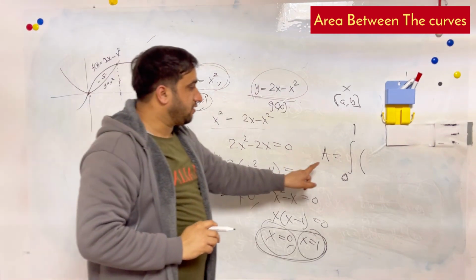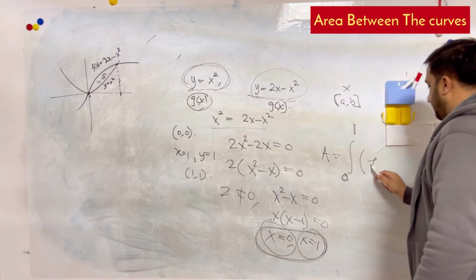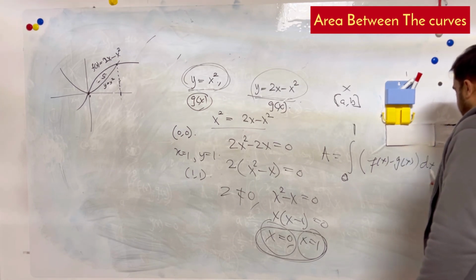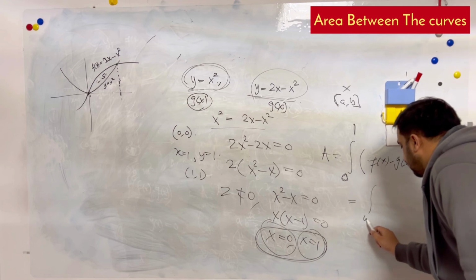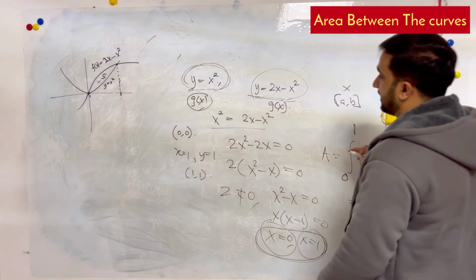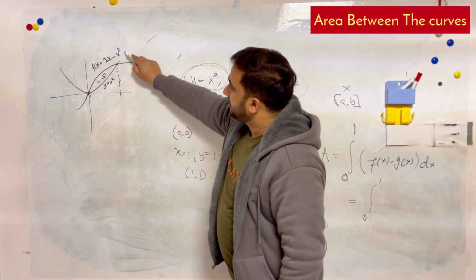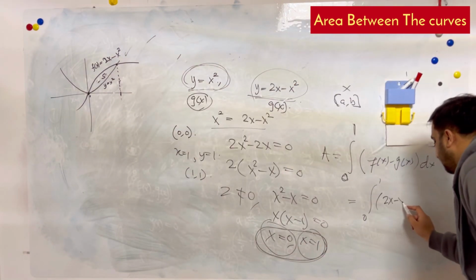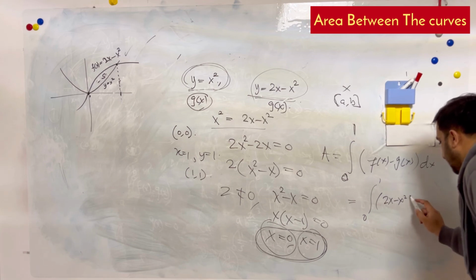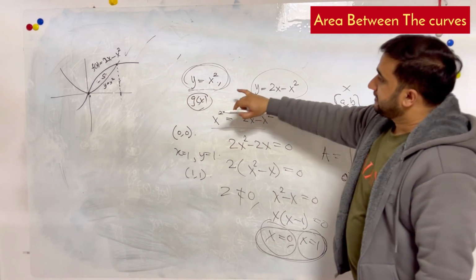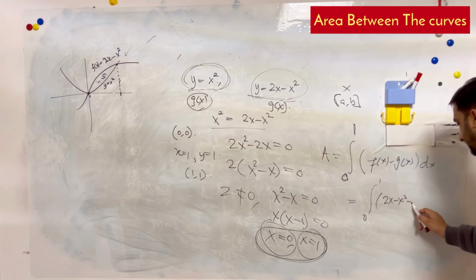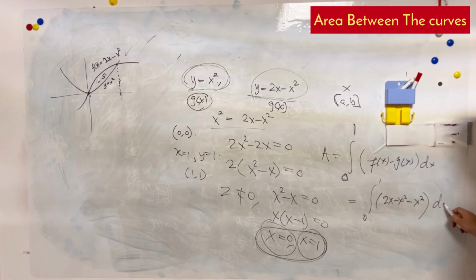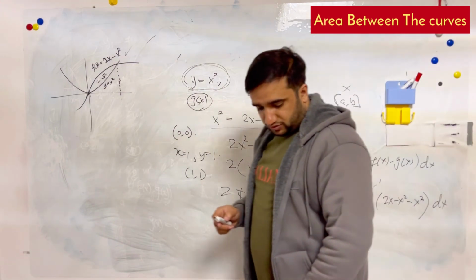So when you are now going to apply the formula, and the formula is f of x minus g of x into dx, you are going to put 0 to 1. You have already decided now which one is f of x. F of x is this guy. So this will be written first, 2x minus x square. And this is g of x, another minus x square, according to this formula, and dx. Now you know how to solve this integral.